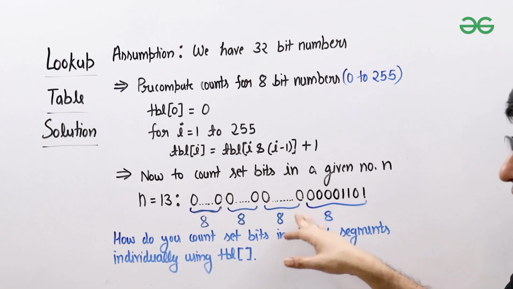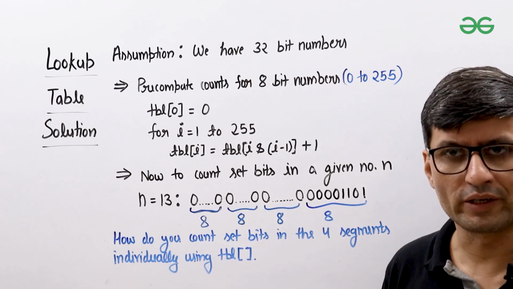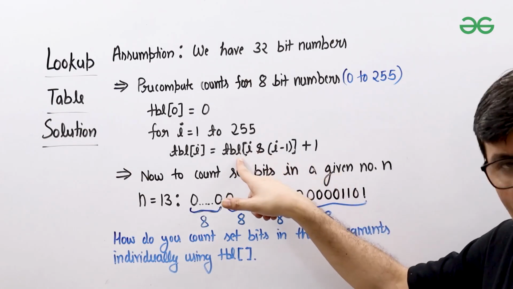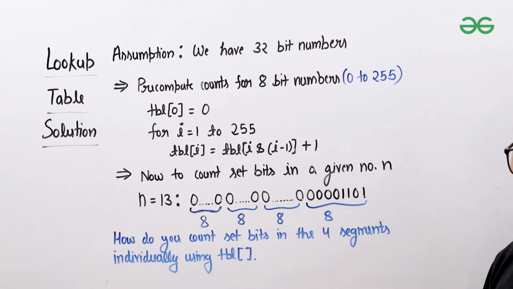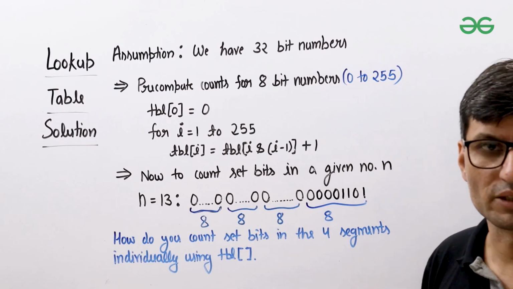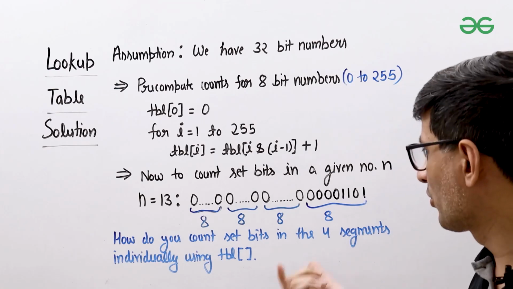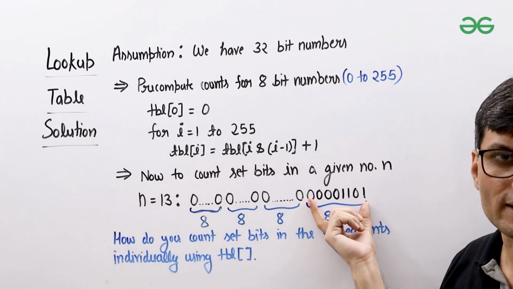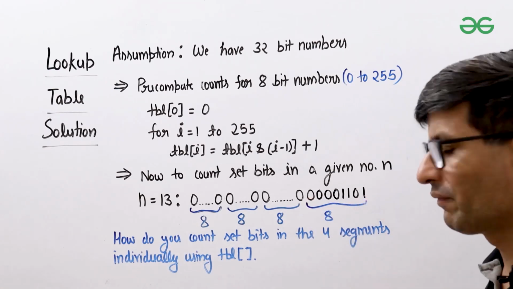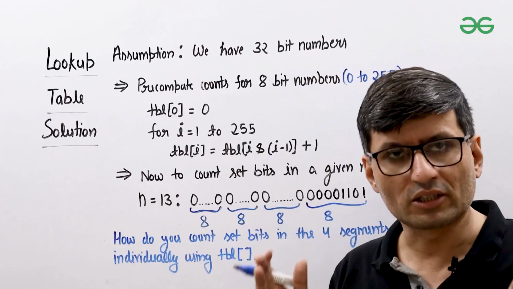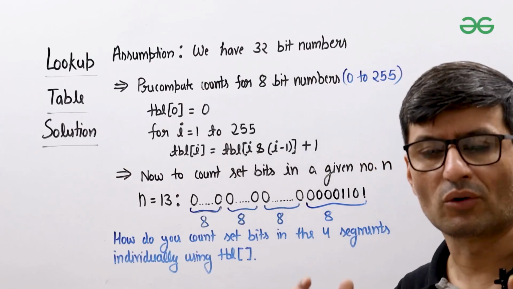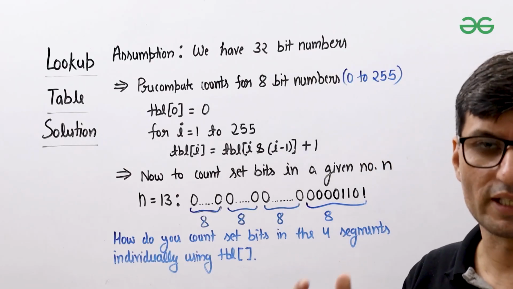What expression do we write? So please pause this video for a moment. You have the table, you have the number, you know the approach. How will you count the set bits in individual segments? To give you a hint, to count the set bits in this particular last segment, you will first generate a 32-bit number which has all the last 8 bits set.